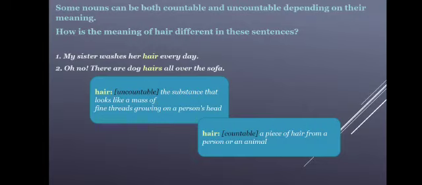But in example number 2, oh no, there are dog hairs all over the sofa. Hairs here means a piece of hair from a person or an animal. So here it becomes countable. So in example number 1, hair is uncountable, and hairs is countable. It can be plural.